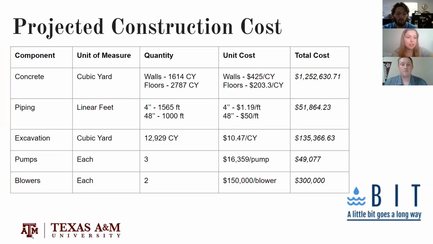This slide shows the projected construction costs broken down by each material. The total quantities for each material were calculated and multiplied by the unit cost to get the total cost. The unit costs were found from bid tabs in the San Antonio water system and through manufacturer contacts.